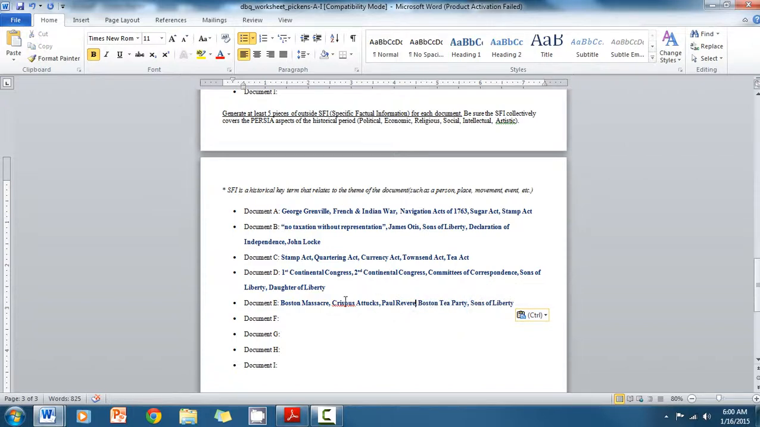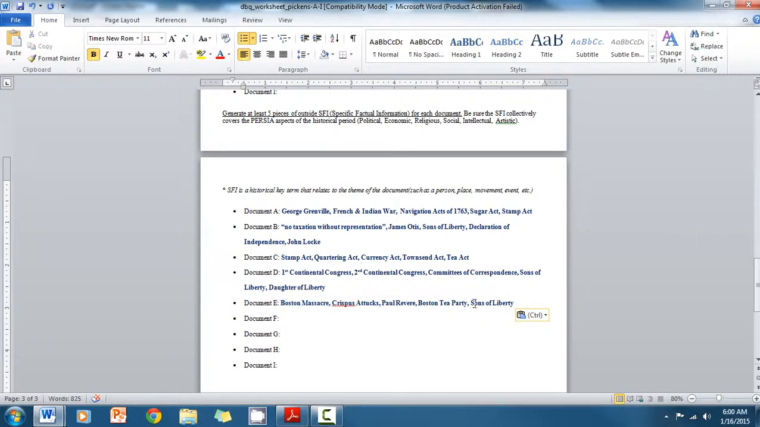So then I started to recode the Boston Massacre. Okay, what is the bigger picture here? What is this an example of? It's an example of British and colonial conflict, or in some way, an event that inspires colonial protest. Well, so did the Boston Tea Party. So then I added the Boston Tea Party because it related to the theme of the Boston Massacre.